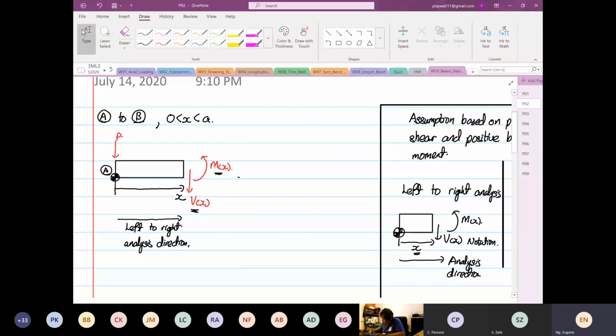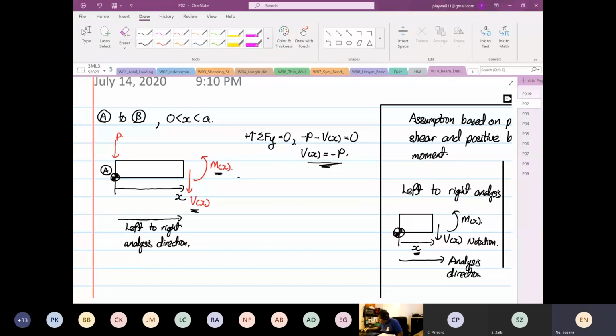Okay. So again, the protocol is the same. You do the summation of forces in the y direction equal to 0. So this part is still easy. Okay. The point load is equal to P. Now it is minus P minus V as a function of X equals 0. So V as a function of X is equal to what? Minus P. Okay. So this is an equation now, as a function of X.